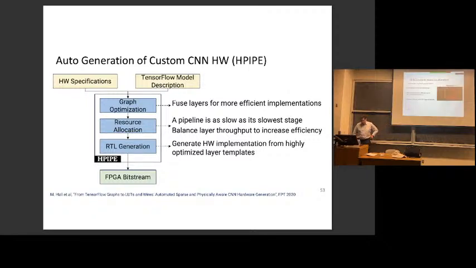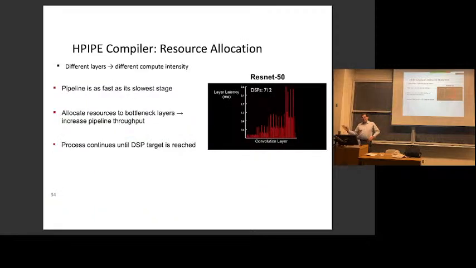Okay, so that second stage of that compiler that I talked about was resource allocation. We have to balance the throughput of the pipeline. So this is an example for a neural network called ResNet 50. So it's got 50 layers. This is a pretty accurate CNN, but it has pretty high compute needs.